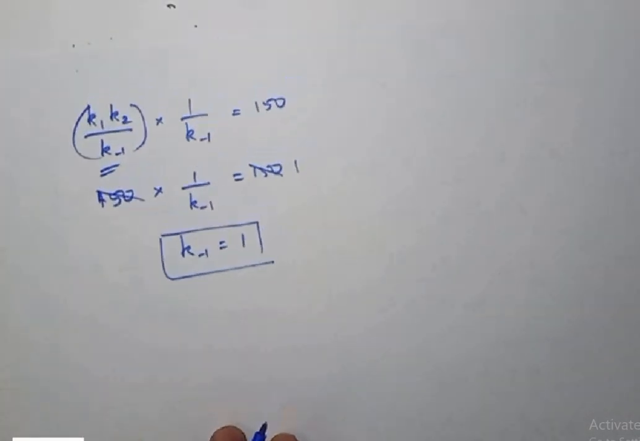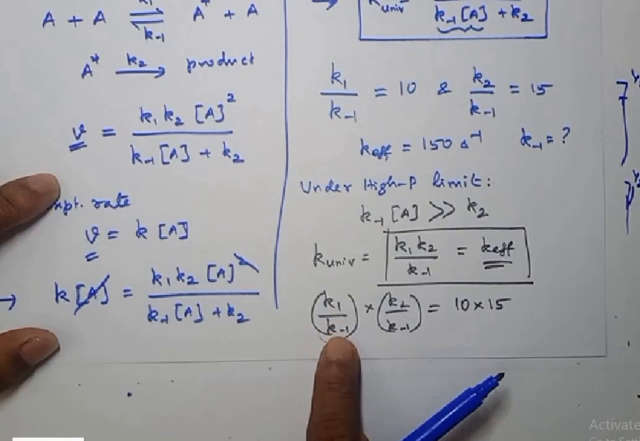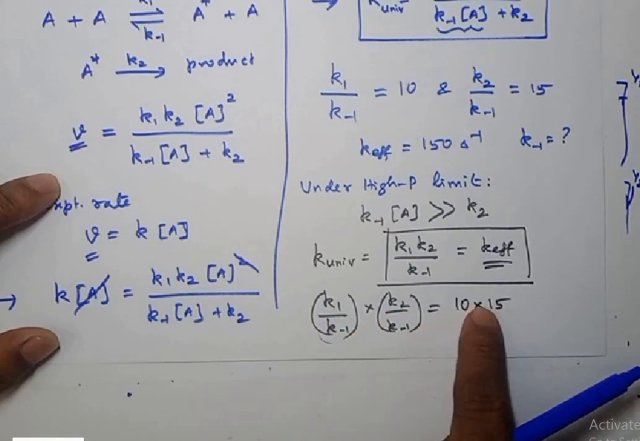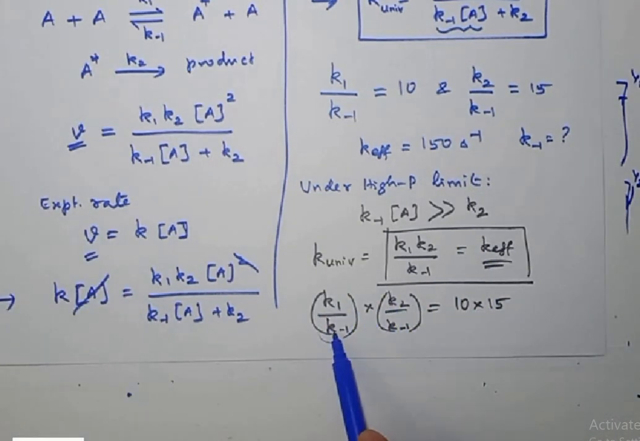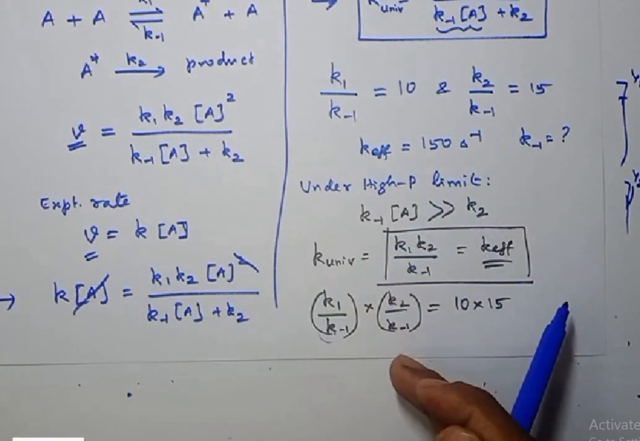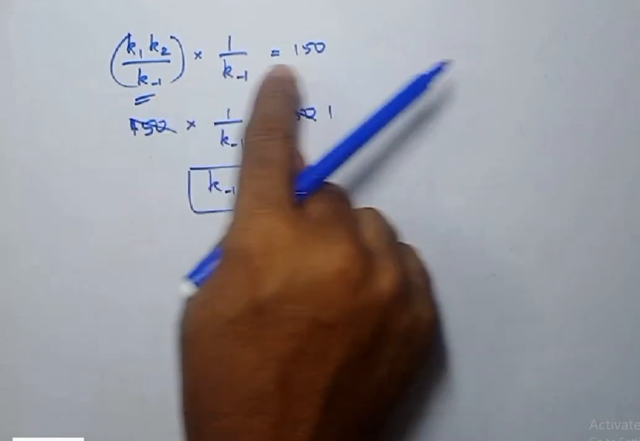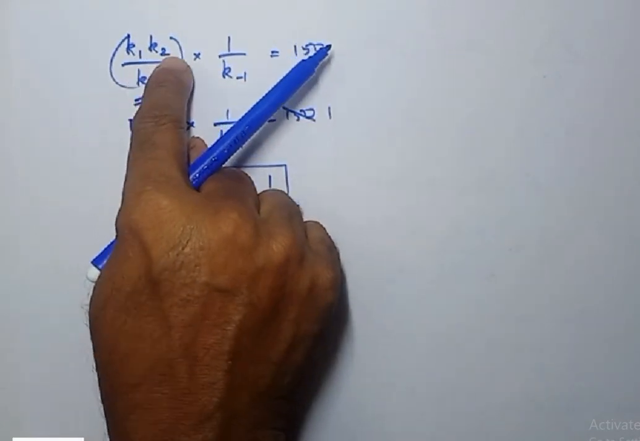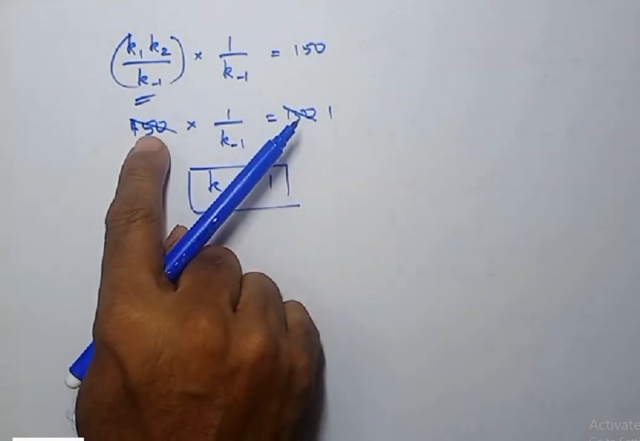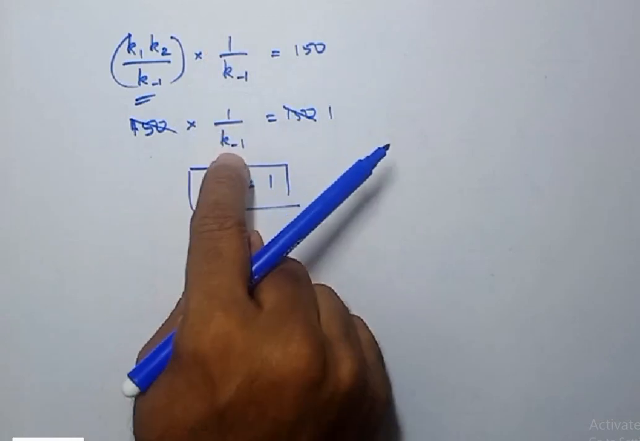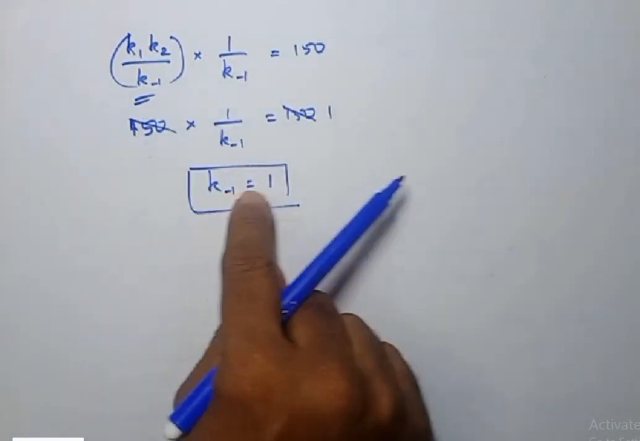What I did here is that we have K1 by K minus 1 times K2 by K minus 1 equal to 150. I just separated this into two: K1 into K2 by K minus 1 in one bracket and 1 by K minus 1 in another bracket. What is K1 into K2 by K minus 1? It is nothing but the effective rate constant, which is given as 150. So 150 into 1 by K minus 1 equal to 150. The 150s cancel, and we get K minus 1 equal to 1.